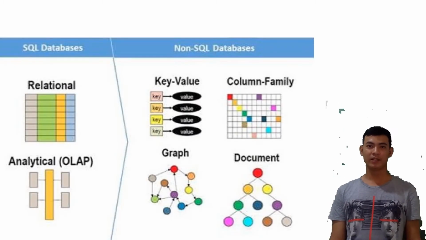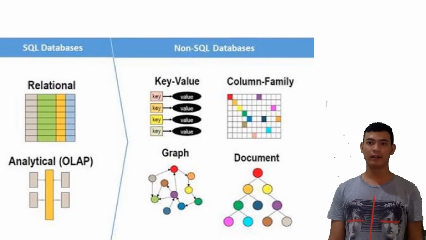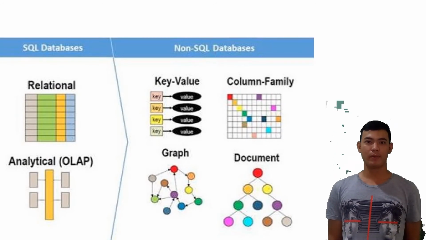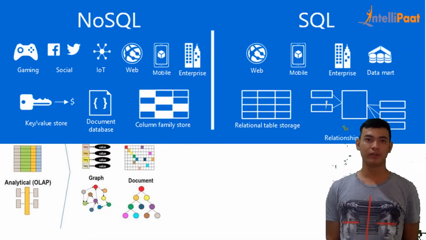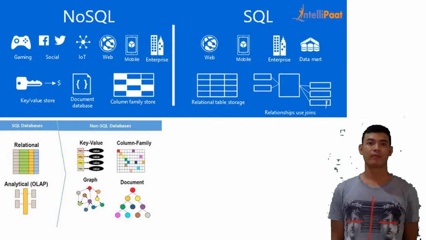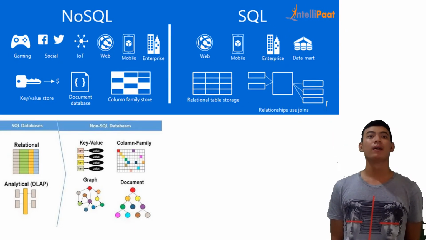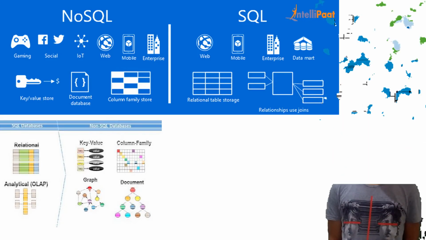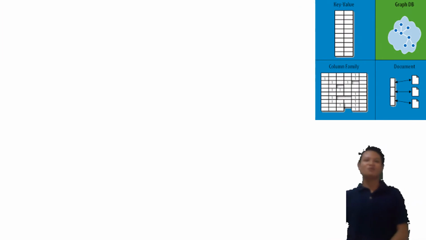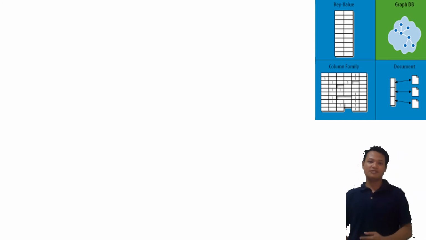NoSQL databases provide a mechanism for storage and retrieval of data that is modeled in means other than the tabular relations used in relational databases. With NoSQL, data can be stored in a schemaless or free-form fashion. Any data can be stored in any record. Among NoSQL databases, you will find four common models for storing data, which lead to four common types of NoSQL system. First, document databases.